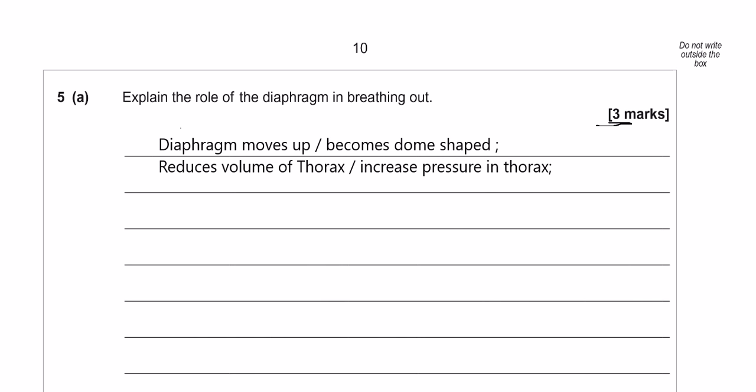For the second mark, it's looking for the fact that this will reduce the volume of the thorax, or you can say it increases the pressure in the thorax. For the second mark, they'll also accept space for volume and chest, lungs for thorax. So for the third answer then, it means that the pressure in the thorax becomes higher, and that's a key thing. You must mention the word, it's higher than outside. So that's for the third mark. They will accept chest or lungs as well for thorax.